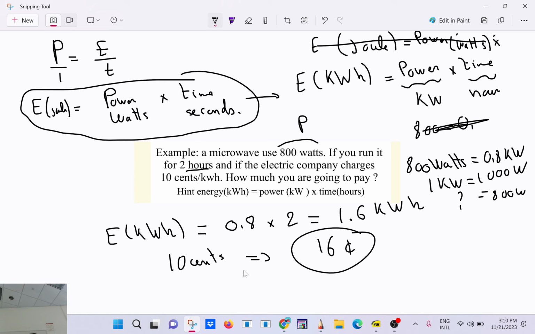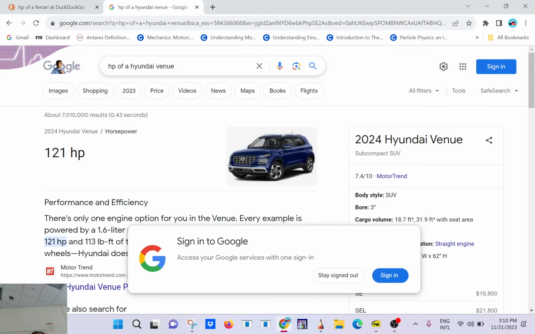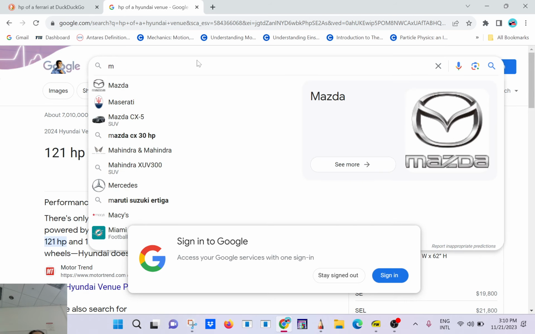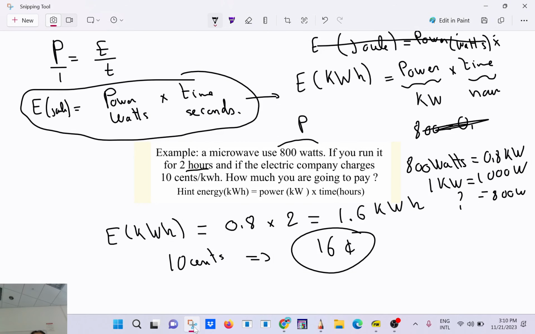It's dirt cheap. Electricity, if you use fossil fuel, it's very cheap. It says that in Florida, 1 kilowatt hour is 16 cents. Ah, I was looking for that. Thank you. So in Florida, 1 kilowatt hour, yeah, it's 16 cents. So instead of multiplying by 10, you multiply by 16.